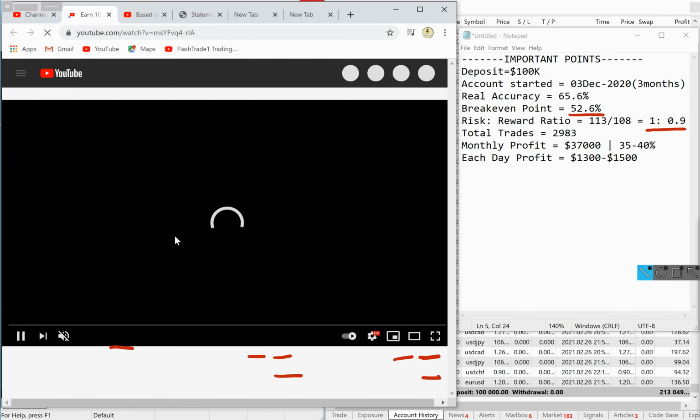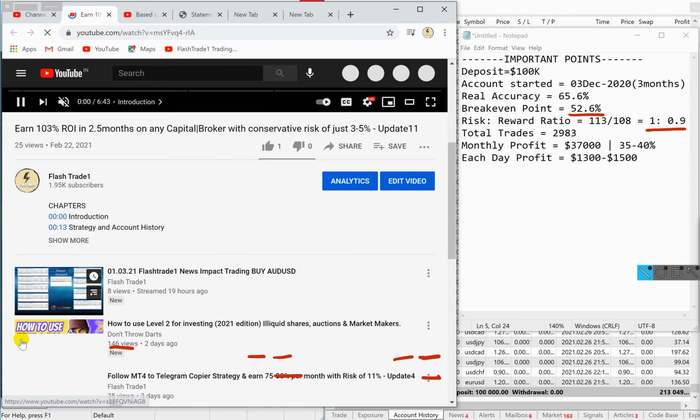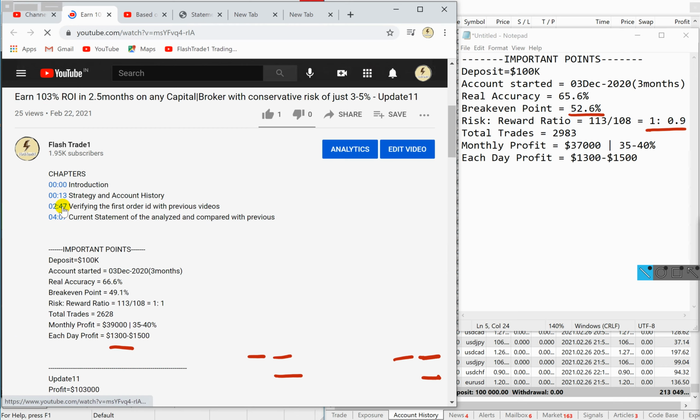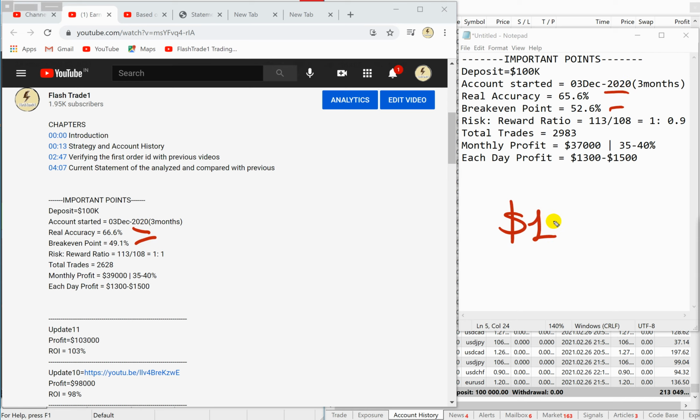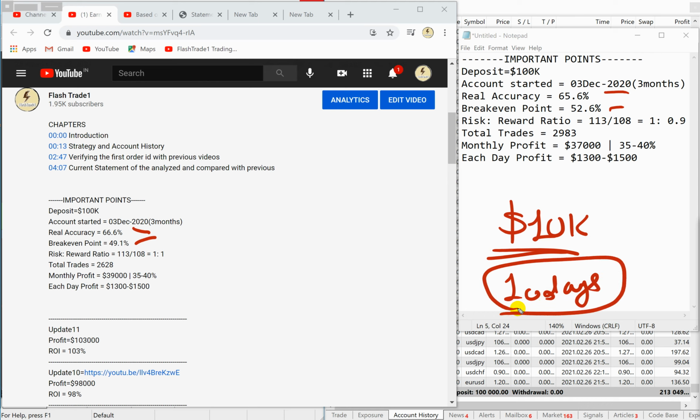then we'll see that here the real accuracy has decreased and break even has increased. But though we have been able to make a profit of $10,000 on this account in a time period of 10 days, and this includes the weekend holidays, risk reward is 1:1. It was that previous time, as of now it is 1:0.9, so it has decreased.